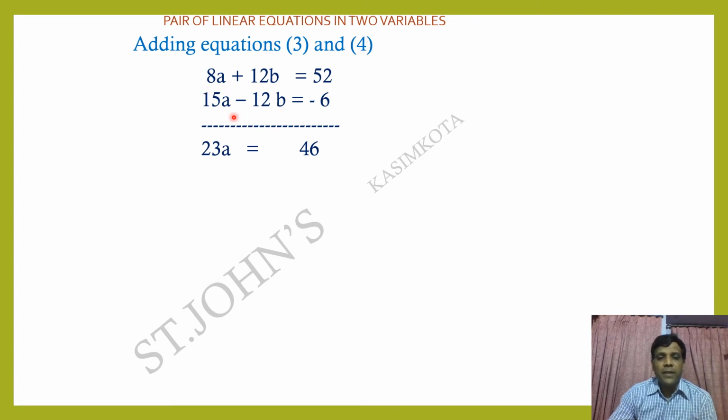8a plus 15a is 23a. 52 minus 6 is 46. So 23a equals 46. Then a equals 46 by 23. 23 ones are 23, 23 twos are 46. Therefore, a equals 2.